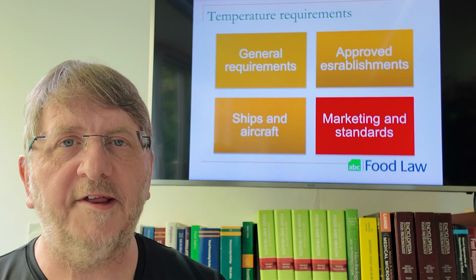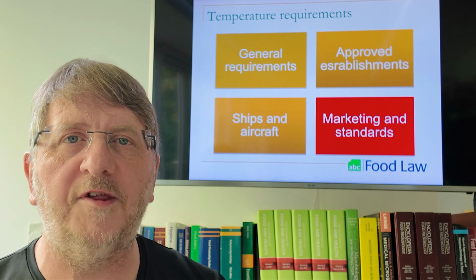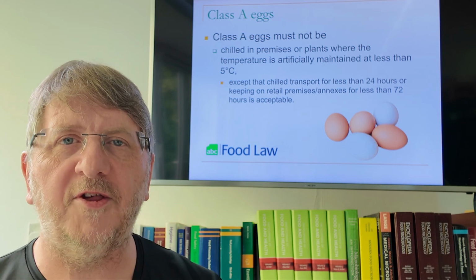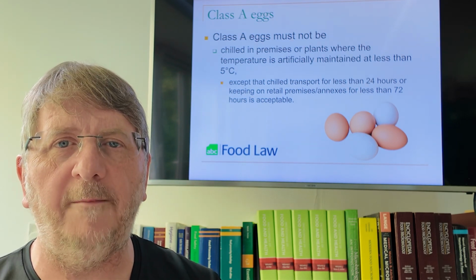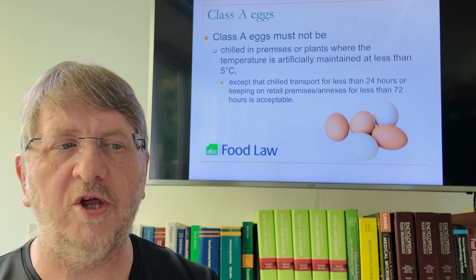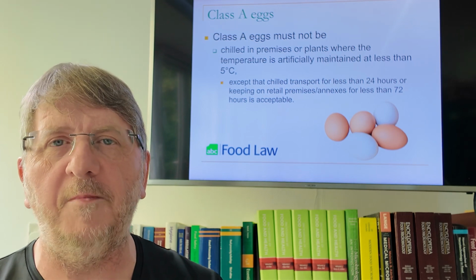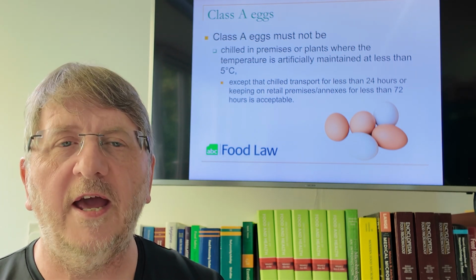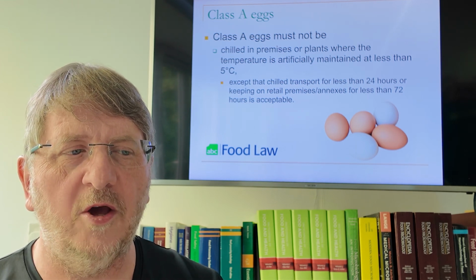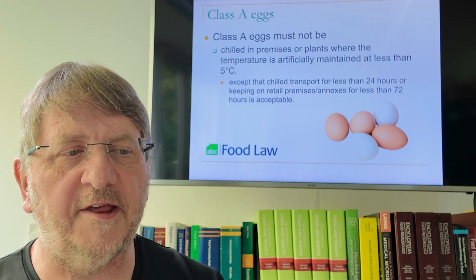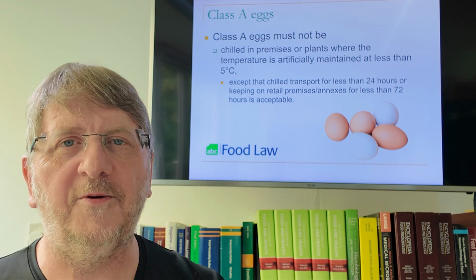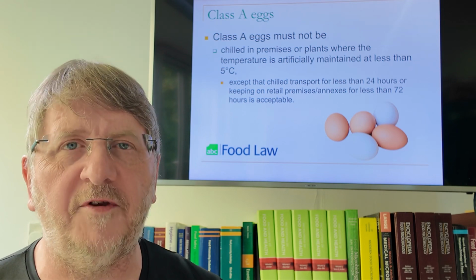We'll now move on to marketing and standards. All of what I've talked about so far are food safety temperature control requirements, but some foods must be kept at certain temperatures in order to be described in a certain way. So in order for eggs to be described as class A, they must not be chilled in premises or plants where the temperature is artificially maintained at less than 5 degrees centigrade, except if they're going to be transported on a chilled vehicle, but no more than 24 hours, or keeping on retail premises for less than 72 hours is acceptable. So you can't chill class A eggs up until the point of retail, except in the circumstances I've described.